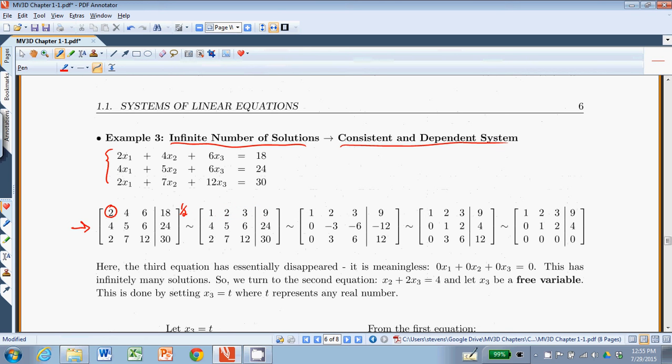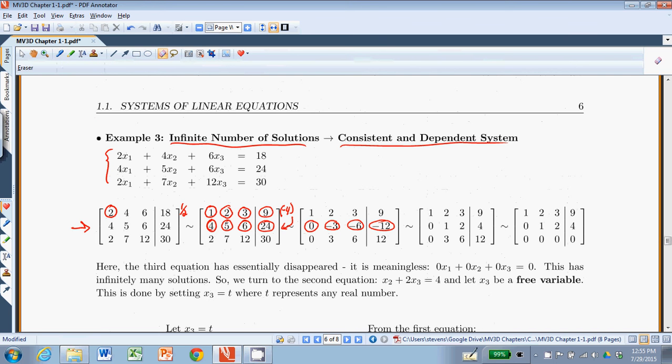So the next thing I want to do is get a 0 where this 4 is. So I multiply this first row by -4 and add it to the second row. -4 times 1 is -4 plus 4 gives me a 0. That's why I chose -4 as my multiplier. 2 times -4 is -8 plus 5 is -3. 3 times -4 is -12 plus 6 is -6. 9 times -4 is -36 plus 24 is -12.